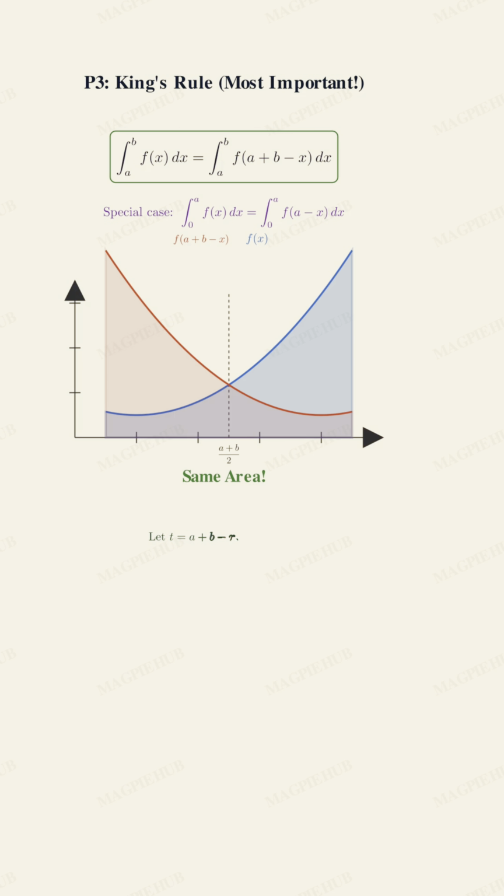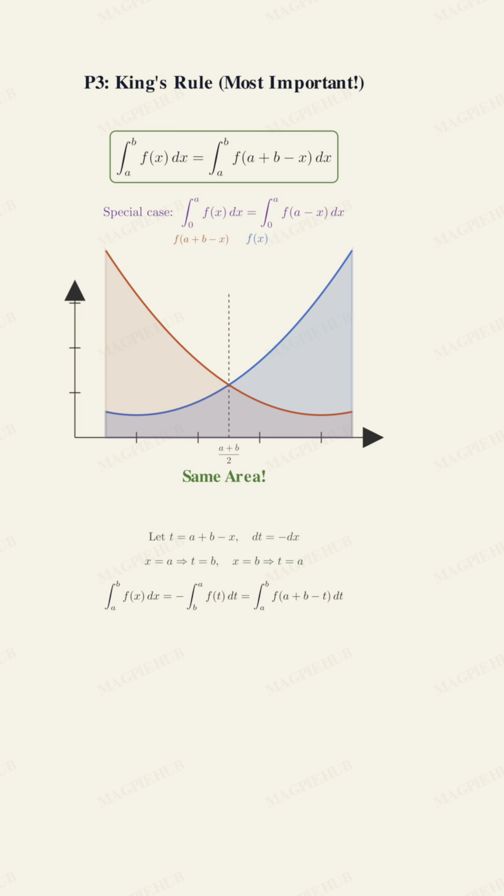The integral from a to b of f of x equals the integral from a to b of f of a plus b minus x. Visually, f of a plus b minus x is the reflection of f of x about the midpoint of a and b. The blue curve is f of x, and the red curve is f of a plus b minus x. They are mirror images about the midpoint. The areas under both curves are identical.